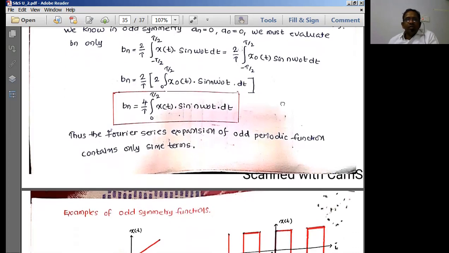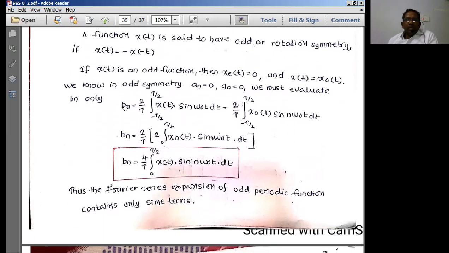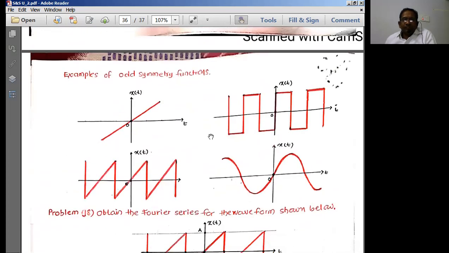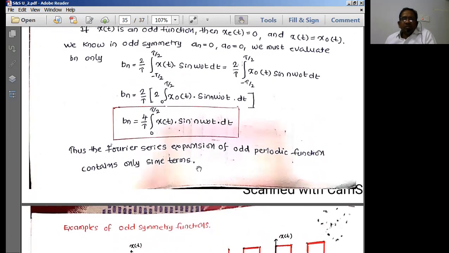All right. So therefore, I can write this as bn is equal to 2 by T integral of minus T by 2 to plus T by 2 of x of t into sine omega naught t dt, because it is going to be an odd function. So I can write this as same as the previous one, 2 by T. I can just replace this integral of minus T by 2 to plus T by 2 as 2 into this factor, similar to the previous one. So therefore, I can just have this kind of an expansion.